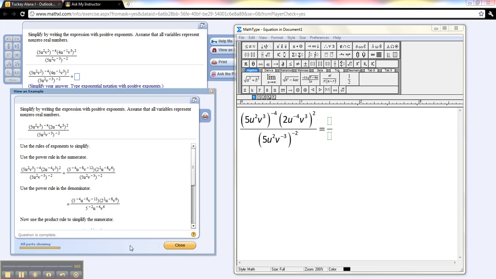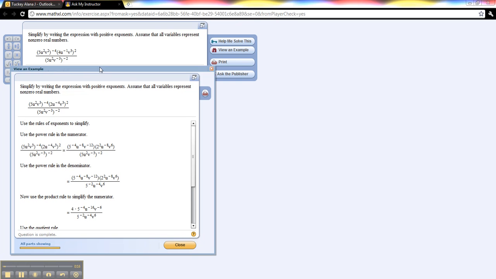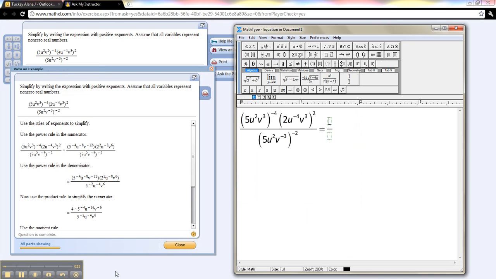Hey there, this is a question for Math 120. This is 5.2, number 18 from the MyMathLab homework. I'm not going to do the problem assigned, I'm going to do this example problem, and in so doing, hopefully, you will all be able to follow along.